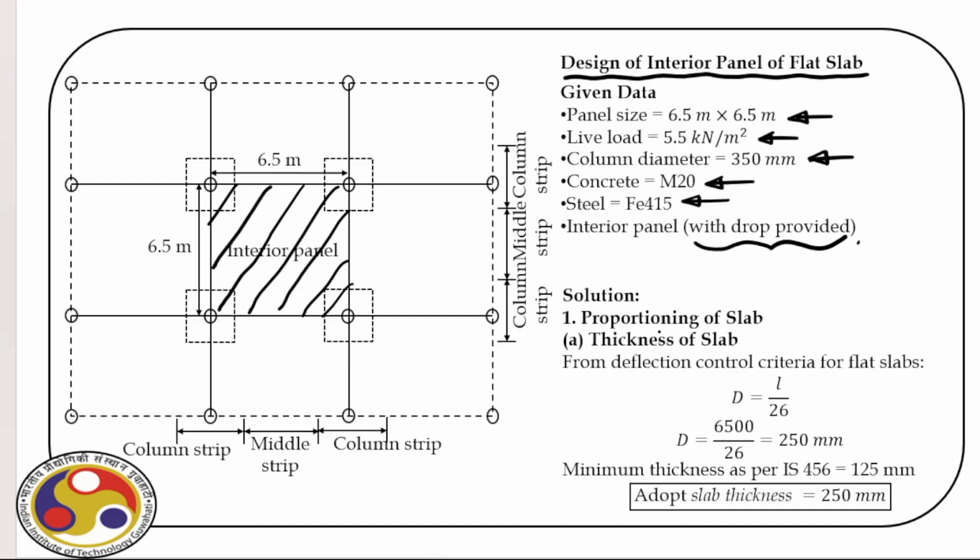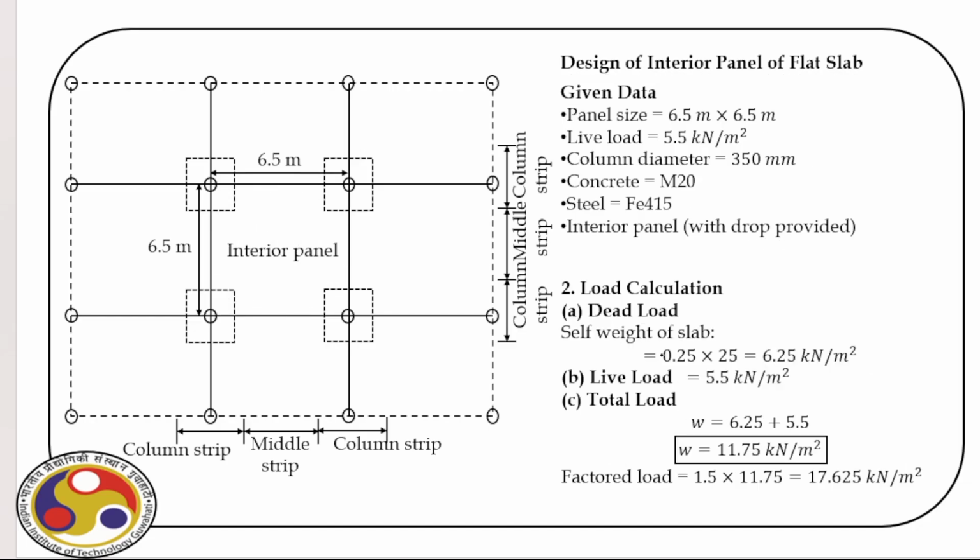Then let us start the solution, to see how to design this flat slab according to the guidelines that we have already discussed. So first is the thickness of the slab. Recall L by D. So D we provide L by 26. So length, it is a square panel, so 6.5 meter. So 6.5 into 1000 divided by 26. So D we get 250 millimeter. Now recall minimum thickness as per IS 456 is 125. So we can adopt this thickness of 250 millimeter.